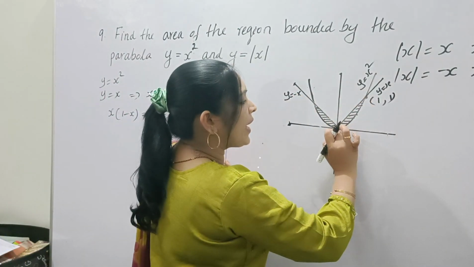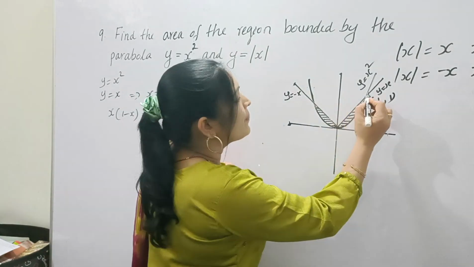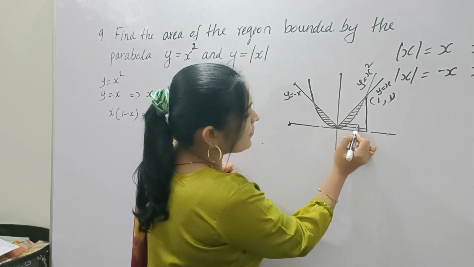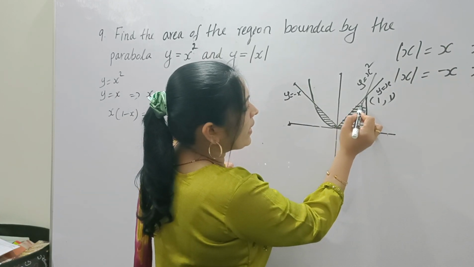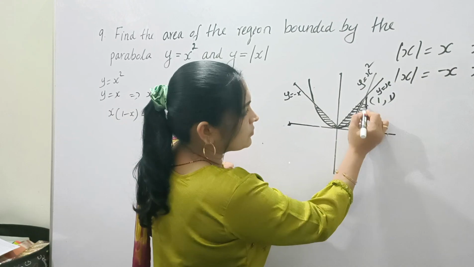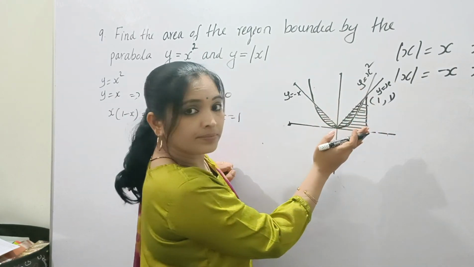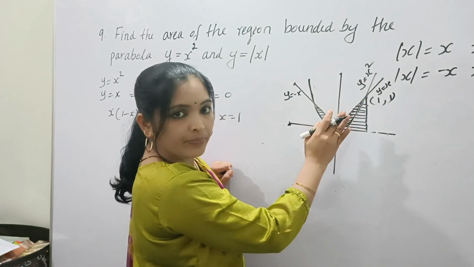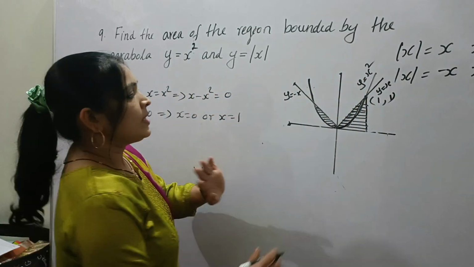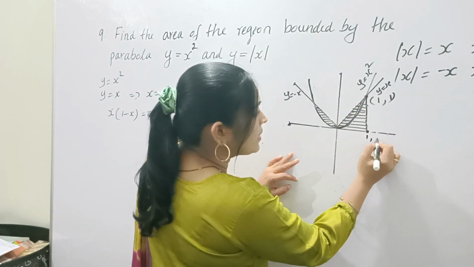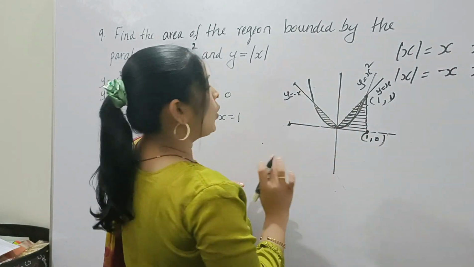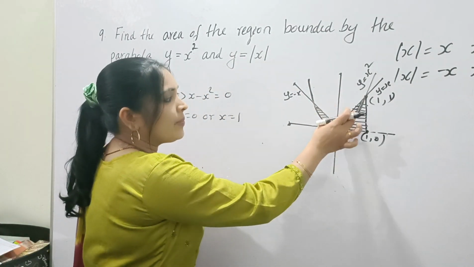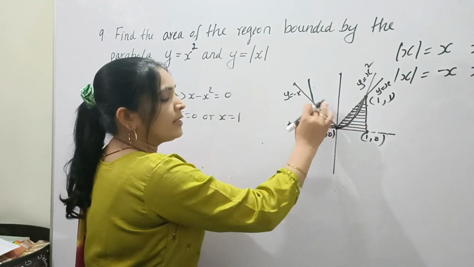Okay. So to find this area, we cannot find it directly. For that we will find the total area under this line, and then subtract the area under this curve. See carefully, first of all we will find the area under this line, then subtract this area from the total area, that is the area under this curve. Here this point is (1, 1), and this one is (1, 0), and this is the origin (0, 0). So the required area is the area of this region.